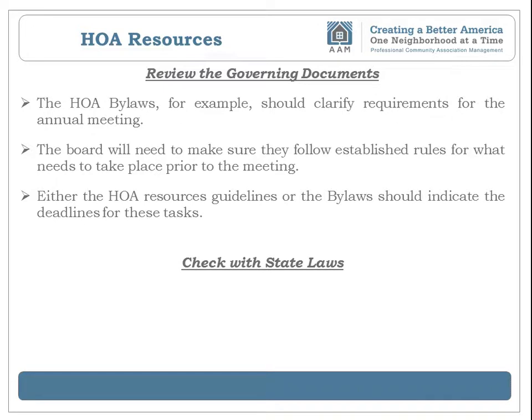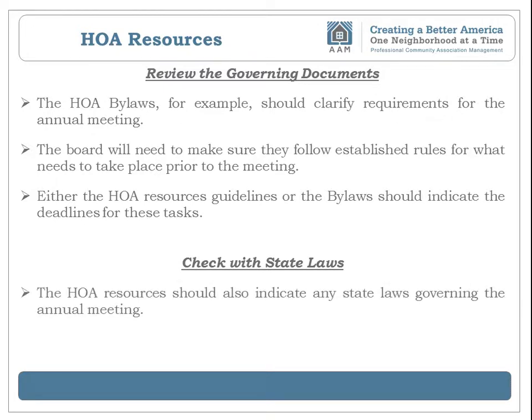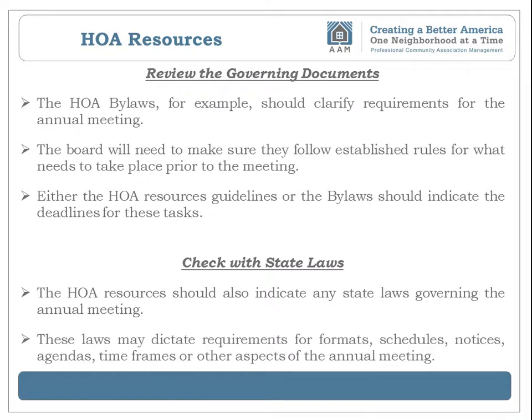Check with state laws. The HOA resources should also indicate any state laws governing the annual meeting. These laws may dictate requirements for formats, schedules, notices, agendas, timeframes, and other aspects of the annual meeting.